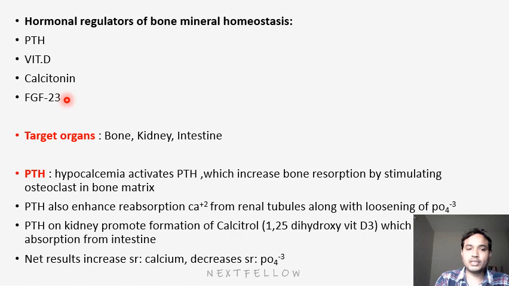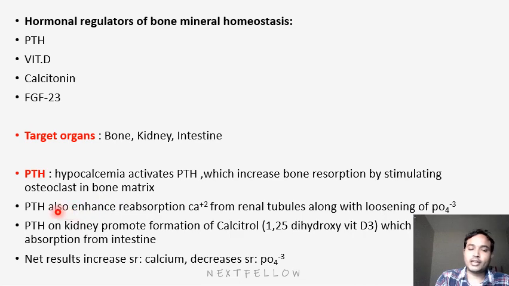There are three major organs involved in maintaining bone mineral homeostasis: bone, kidney, and intestine. First of all, we will see each hormone one by one. First, parathyroid hormone. When the body is exposed to hypocalcemia, it activates parathyroid hormone, which increases bone resorption by stimulating osteoclasts in the bone matrix. That means osteoclasts get activated and release calcium into the blood circulation.